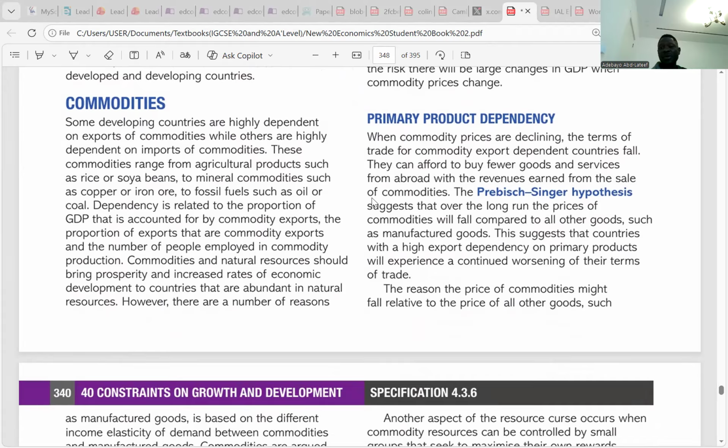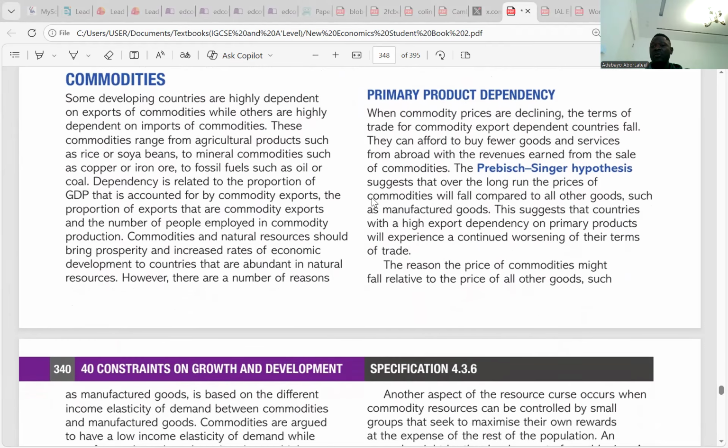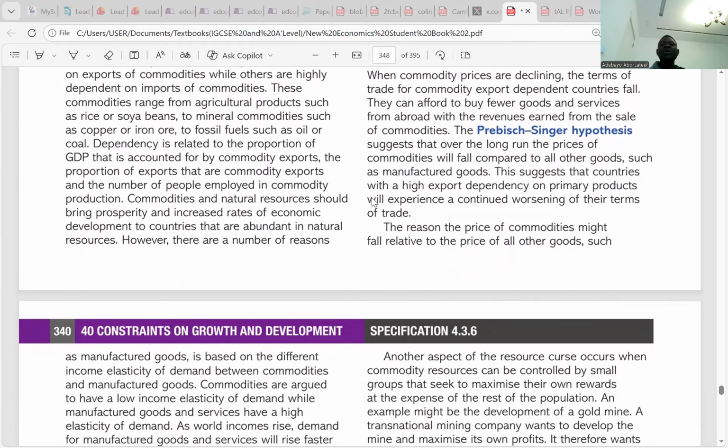The third factor that could bring about constraints on growth and development is primary product dependency. I want to talk about primary product dependency. We're simply talking about the raw materials that we extract, but let me read anyway. When commodity prices are declining, the terms of trade for commodity export-dependent countries fall. They can afford to buy fewer goods and services from abroad with the revenues earned from the sale of commodities.